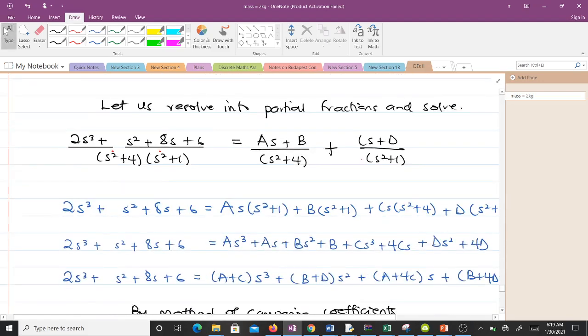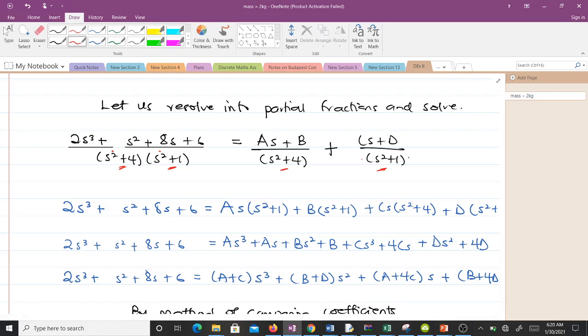So we resolve this into partial fractions and we solve that. Since we have quadratic terms here, it will take this form: As plus B over s squared plus 4 and Cs plus D over s squared plus 1. By now you should have learned how to resolve functions into partial fractions, okay?